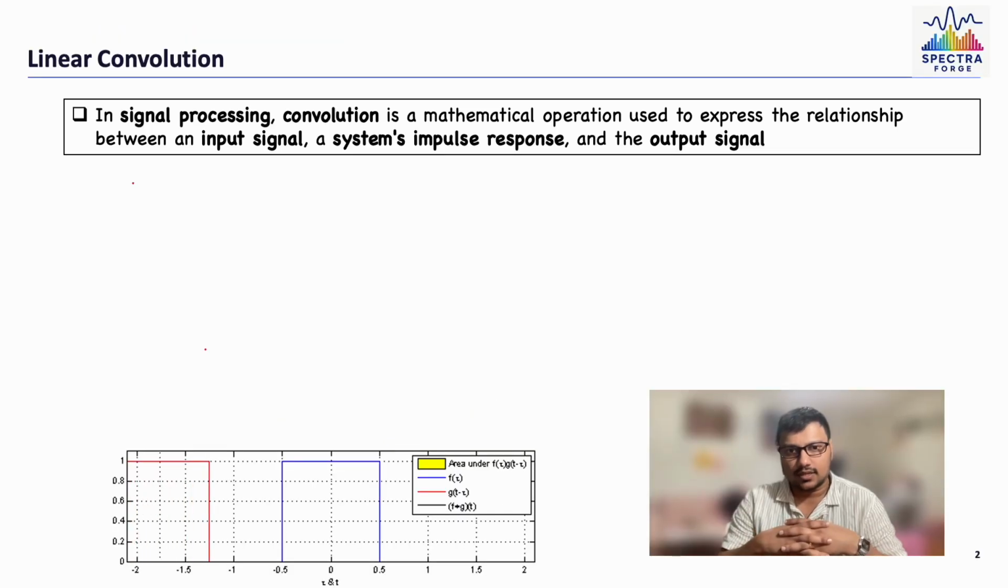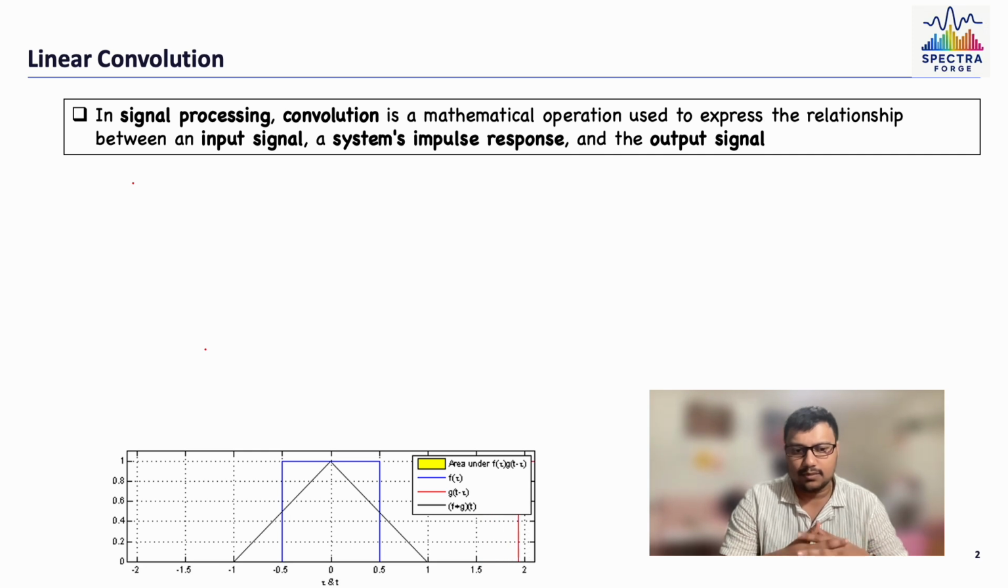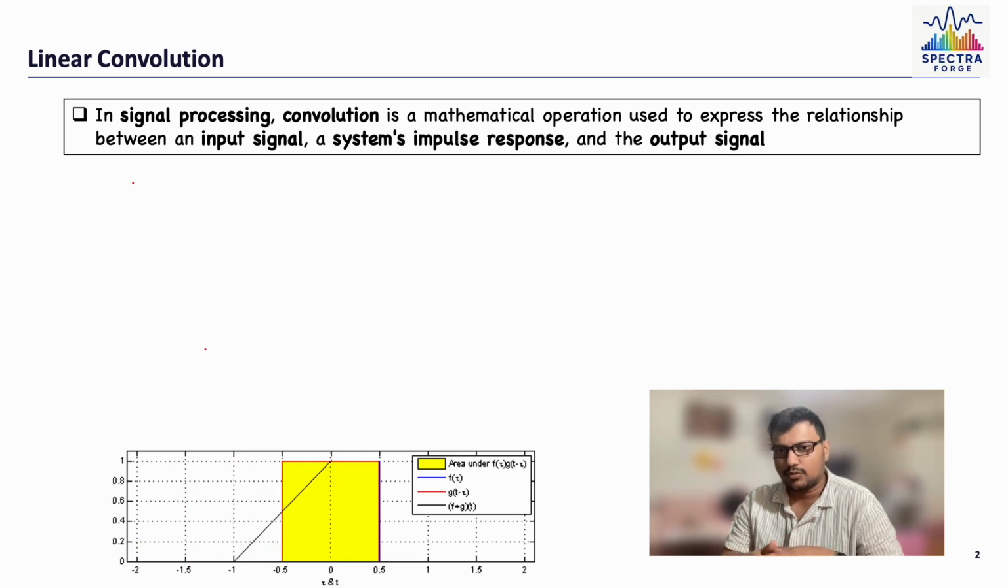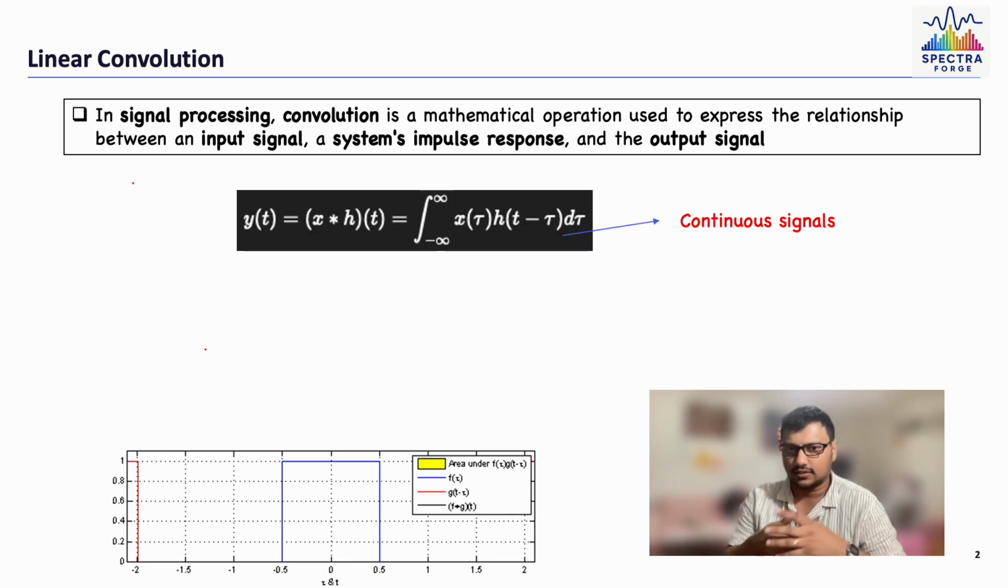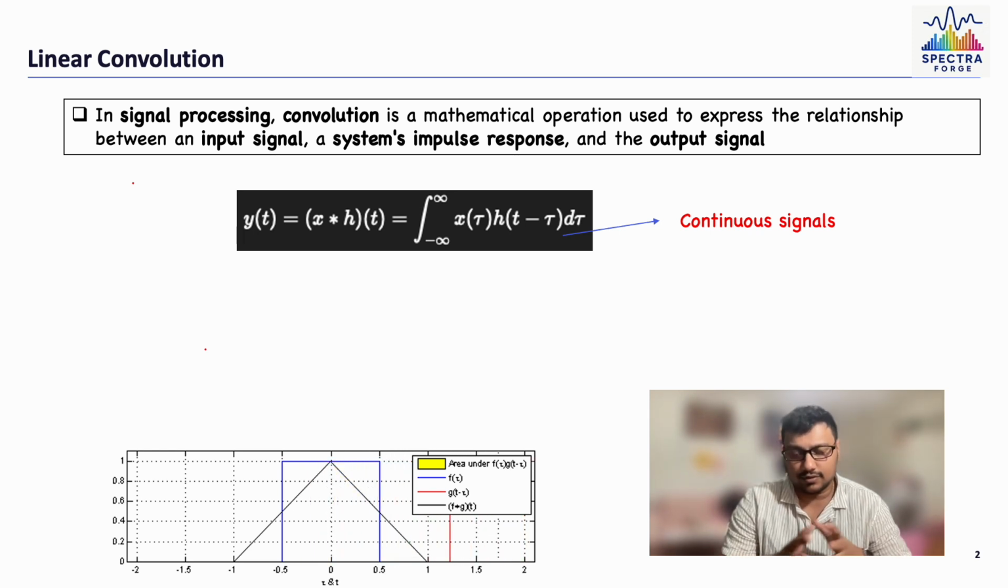In signal processing, convolution is a mathematical operation that is used to express the relationship between an input signal and output signal through a system's impulse response. What I mean by this is, if x of t is an input to an LTI system, a linear and time invariant system, then the output y of t is expressed mathematically through convolution. The expression is y of t is x convolved with h of t, where you have an integration over x of tau, integration over tau from minus infinity to infinity for continuous signals.